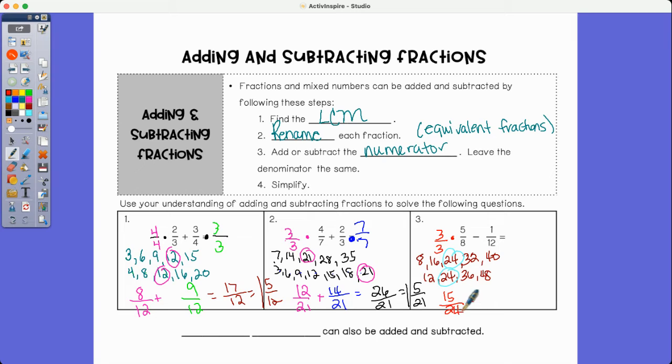24 minus. This one's subtraction, so be careful. 12, what do I have to multiply? And the answer is 2, because 1, 2. And that gives me 2 over 24. 15 minus 2 is 13. Keep your denominator the same. This is fully simplified. And these are your answers.